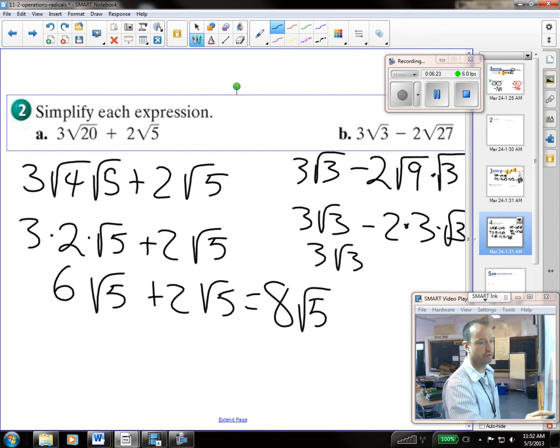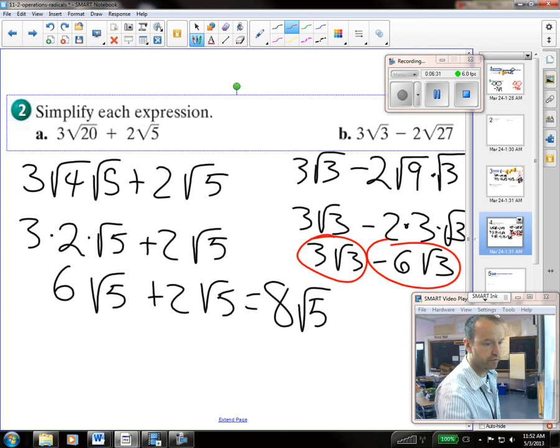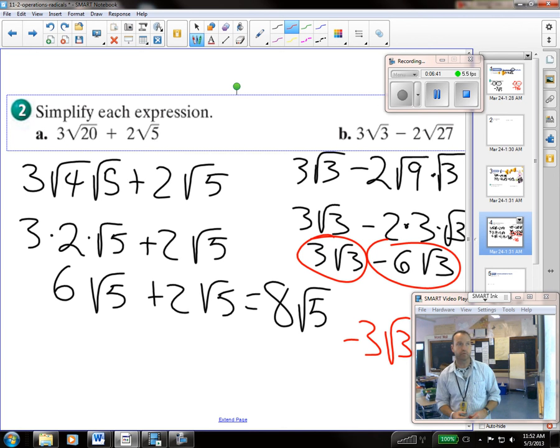So I have 3 square roots of 3 minus 6 square roots of 3, and now I'm ready to deal with my square roots of 3. 3 positive square roots of 3, 6 negative. When I put together 3 positive and 6 negative, they fight. The negatives win by 3, and those are square roots of 3. That's what we were counting.